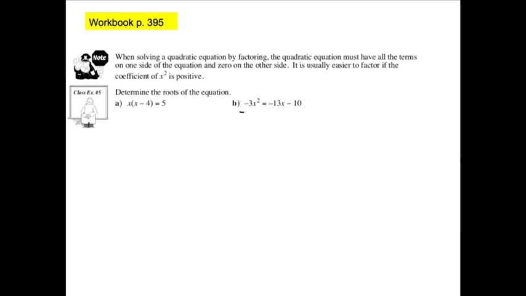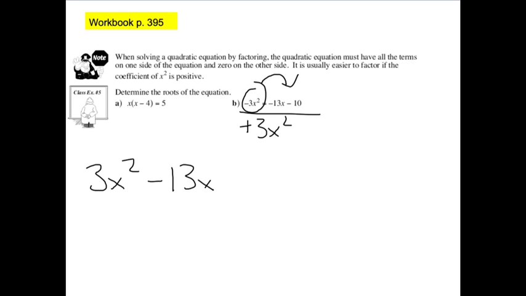Next up we've got b. We've got negative 3x squared is equal to negative 13x minus 10. You may find it easier to move the x squared over somewhere so that it's positive. Alright, so if you add 3x squared here, and add 3x squared on the other side, what you're going to have is 3x squared minus 13x minus 10 is equal to 0. Now we can work with this.